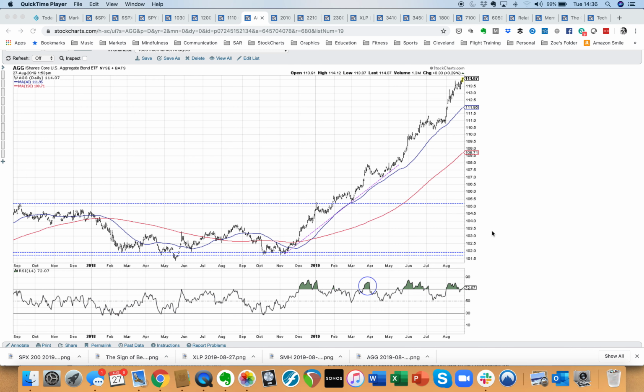So what you're looking for here is a subsequent up move that is not supported by an extreme overbought condition, and that could be the end, or the exhaustion point, of this extreme uptrend that we've had in bond prices. So the extreme overbought condition is something to look for going forward.